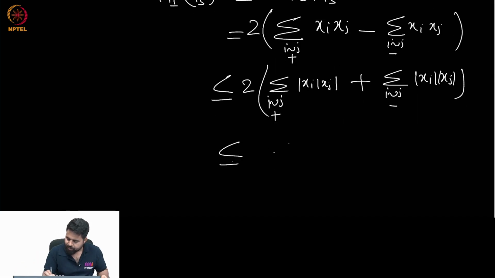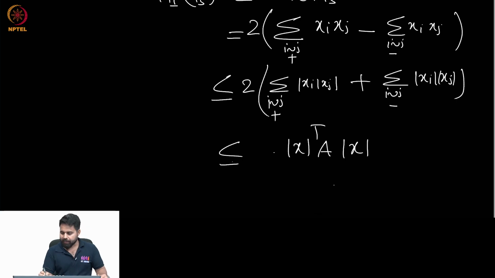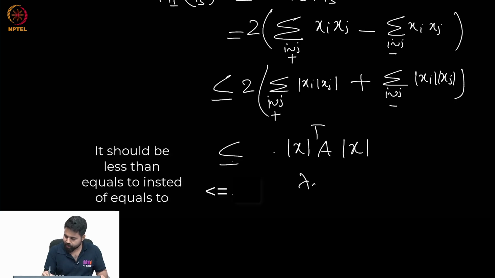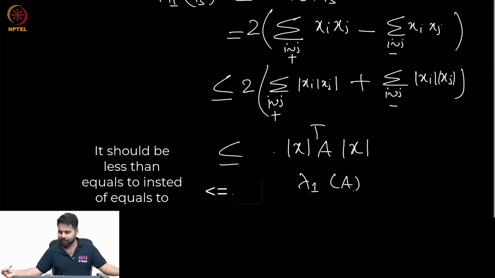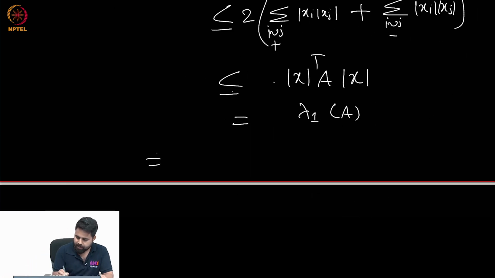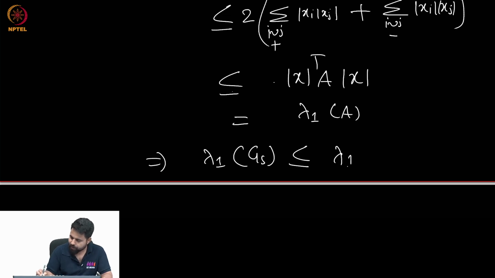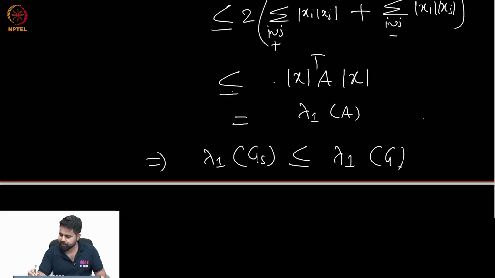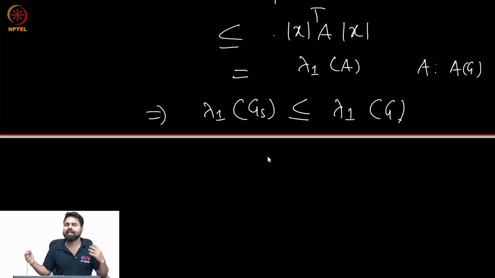So this is nothing but mod x transpose A mod x. And this is equal to lambda 1 of A. Very simple. So we have proven that. Okay, so this is now very straightforward. So lambda 1 of GS is always less or equal to lambda 1 of G. This A is actually nothing but the adjacency matrix of G. Very simple.